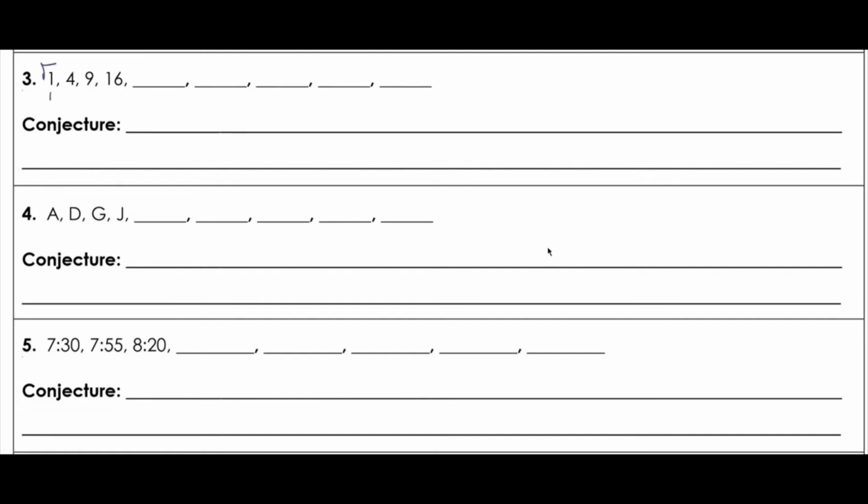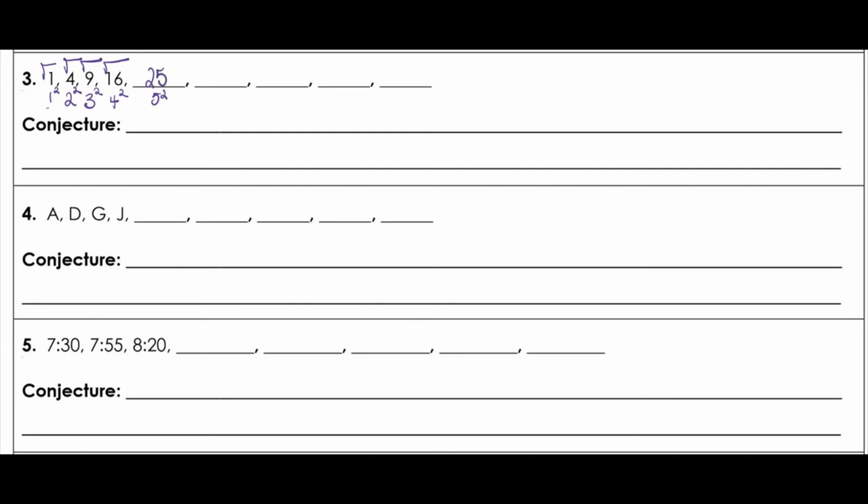I noticed that the square root of 1 is 1, the square root of 4 is 2, the square root of 9 is 3, and the square root of 16 is 4. So what I noticed is that they are all perfect squares. Did you catch that? So keeping that in mind, what are my next 5 terms?